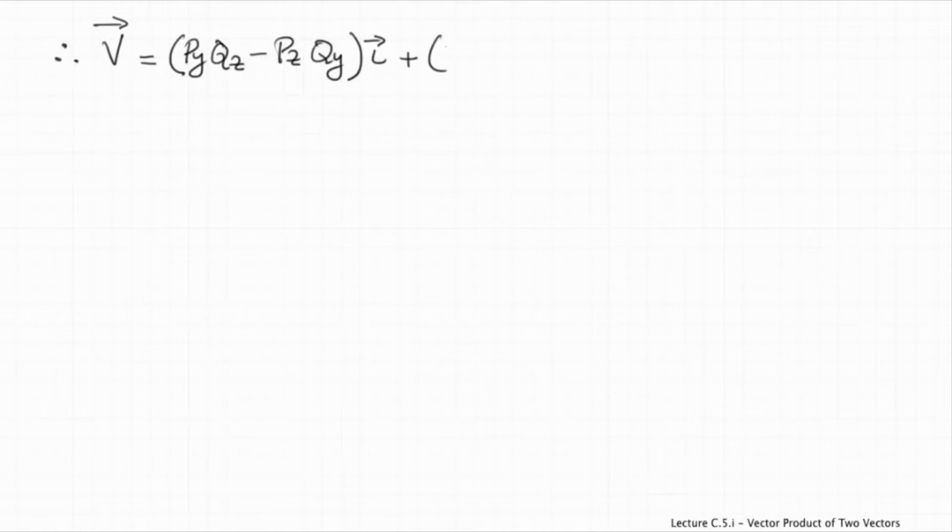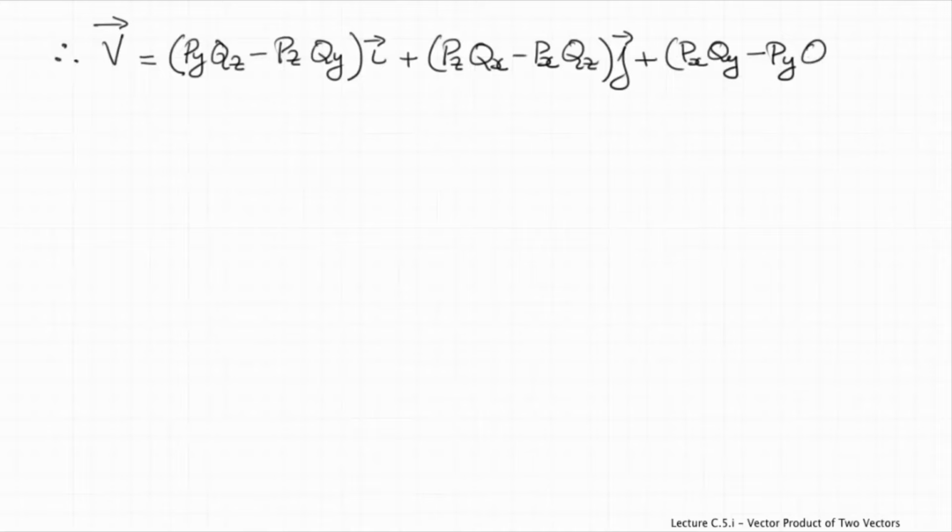In the final relationship we're going to factor out the unit vectors i, j, and k, and what we will get is pyqz minus pzqy times i, plus pzqx minus pxqz times j, and plus pxqy minus pyqx times unit vector k.